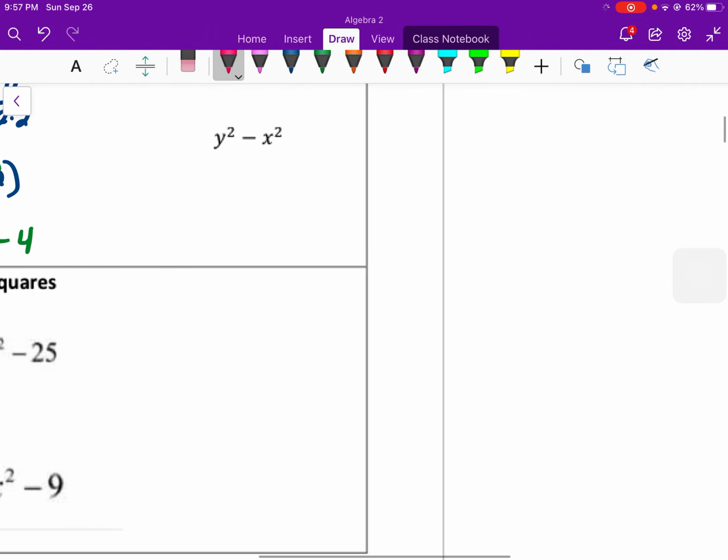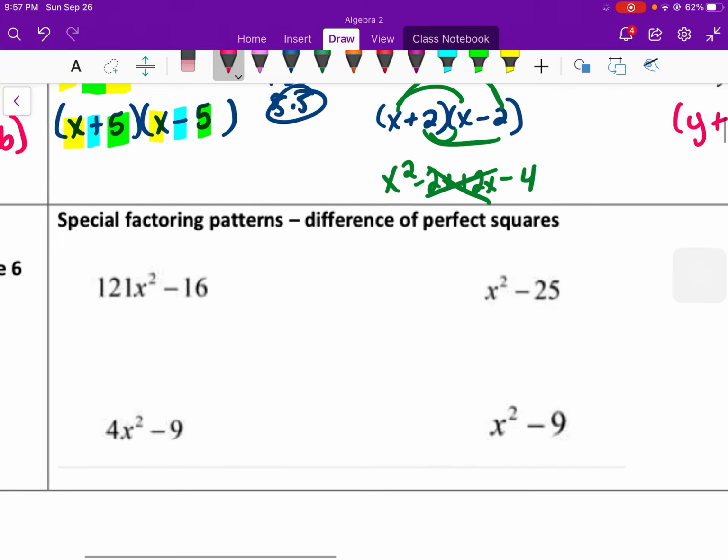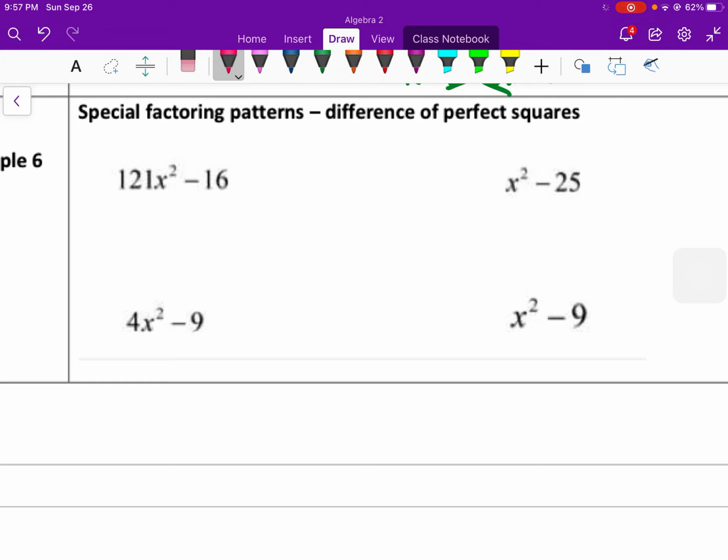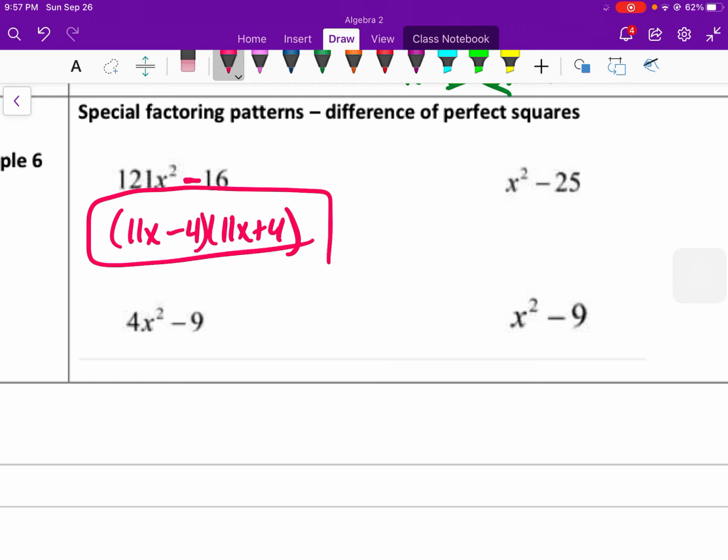So my last one is y squared minus x squared. They're both perfect squares. Y squared and x squared would be y plus x, and y minus x would be that factor. So just practicing that a couple more times. 11 is a perfect square. It's 11 times 11, so 11x squared would be 11x. 16 is a perfect square. You're subtracting, so it's going to be 11x minus 4 and 11x plus 4. You can put them in any order. Could have been 11x plus 4 times 11x minus 4, because multiplication is commutative.